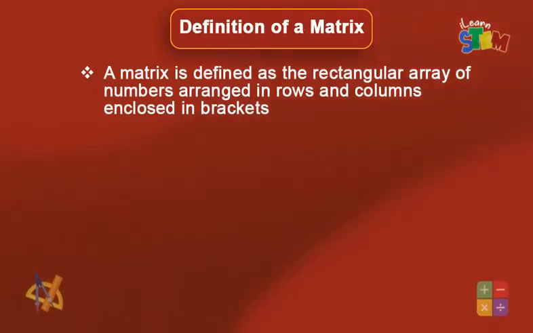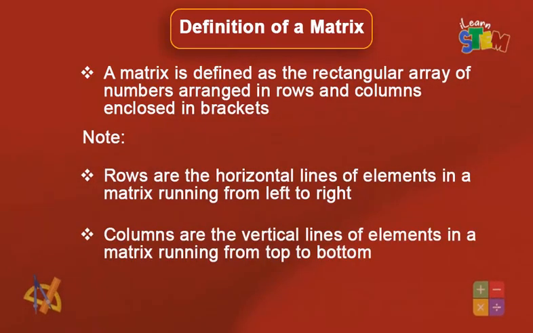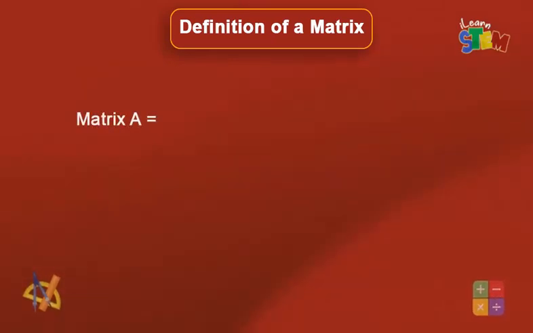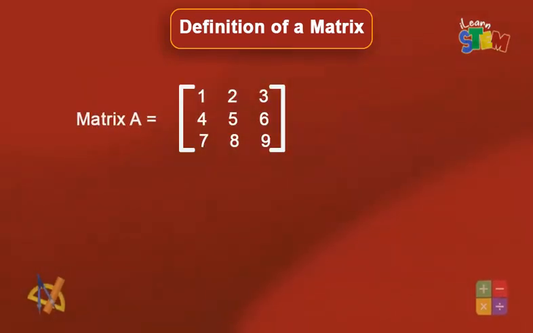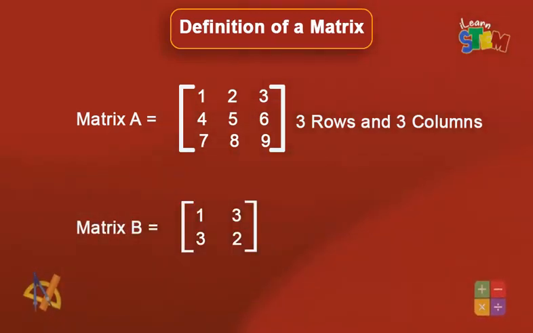A matrix is defined as a rectangular array of numbers, arranged in rows and columns, enclosed in brackets. Note: rows are the horizontal lines of elements in a matrix, running from left to right, while columns are the vertical lines of elements in a matrix, running from top to bottom. For example, matrix A is equal to 1, 2, 3, 4, 5, 6, 7, 8, and 9. That means it has 3 rows and 3 columns. And matrix B, which is equal to 1, 3, and 3, 2, has 2 rows and 2 columns.